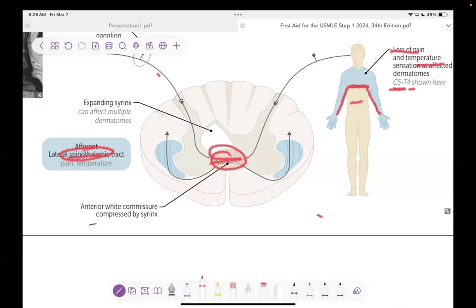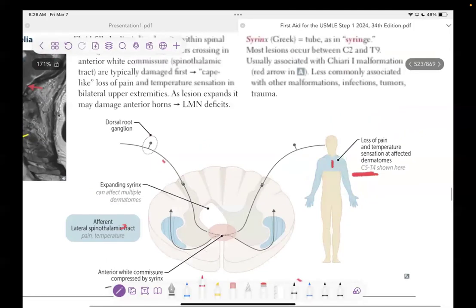And in syringomyelia, you usually see questions that say the patient has cape-like pain and temperature loss, so which tract is affected? We will study the details of these tracts later. Just know why it is in C5 and T4, because we are studying syringomyelia and Chiari-1 malformation, which is in the upper part of the body. So, of course, syringomyelia is most often here. So let's see what the causes are.